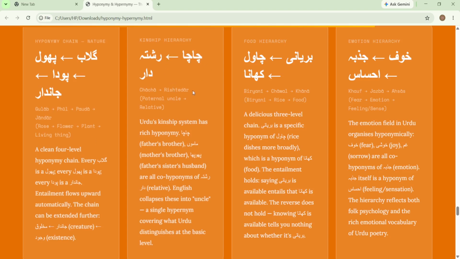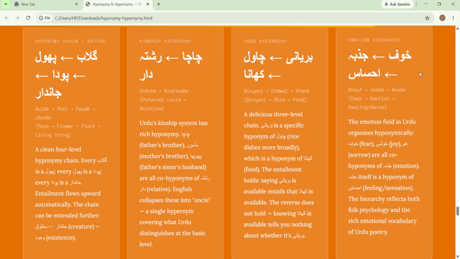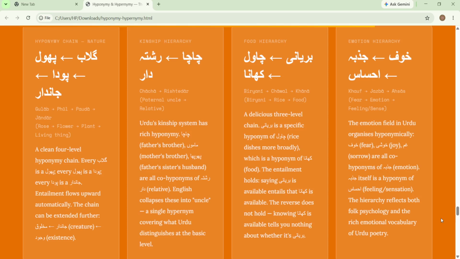Then chacha entails rishtedar. Urdu's kinship system has rich hyponymy, we have already discussed it. Then biryani entails chawal, which entails khana, the biryani, rice and food. Then khauf, which is fear, entails jazba, which is emotion, which entails ehsas, which is feeling or sense.